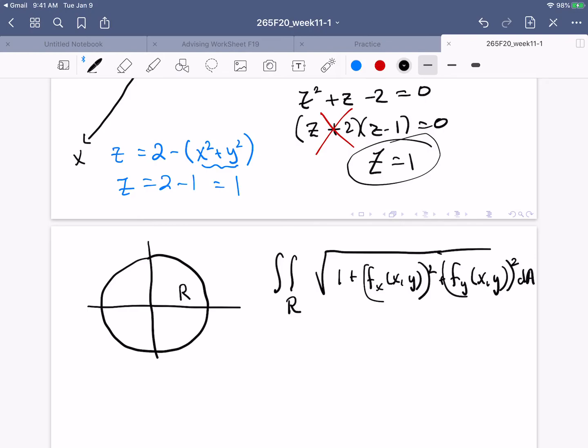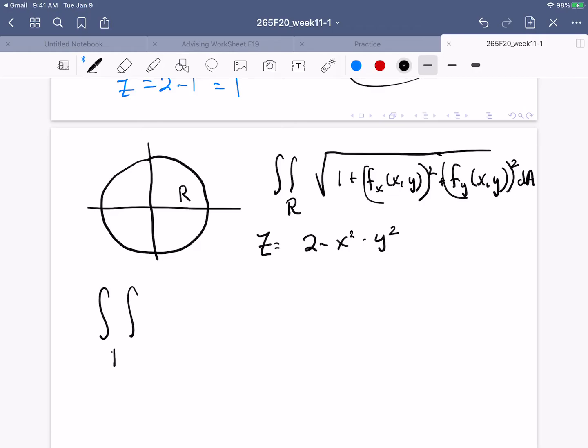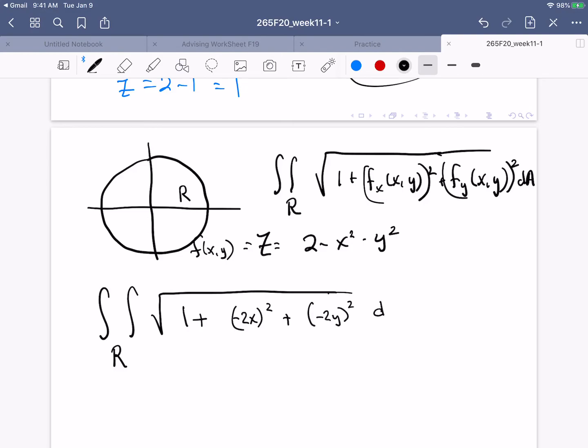Okay, so again, I'm working with the paraboloid z equals 2 minus x squared minus y squared. So I've got the square root of 1 plus, if I take the partial derivative of f with respect to x, that's going to be negative 2x, which gets squared, plus the partial derivative of f with respect to y, that's going to be negative 2y, that gets squared, and I'm going to integrate over my region.